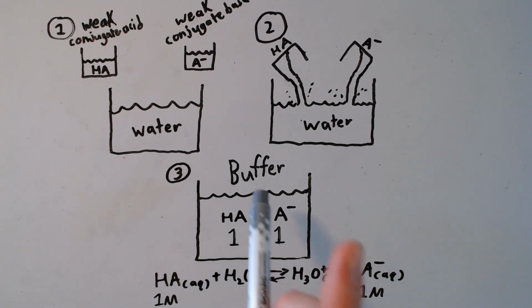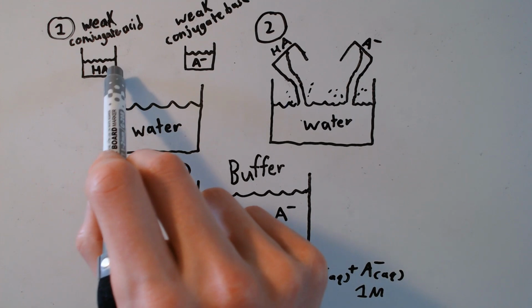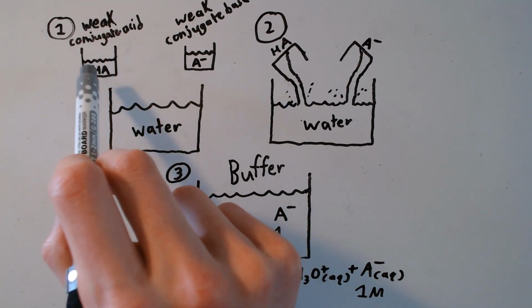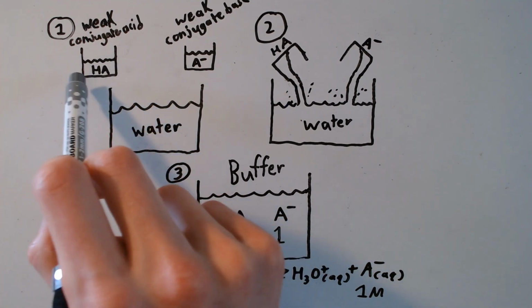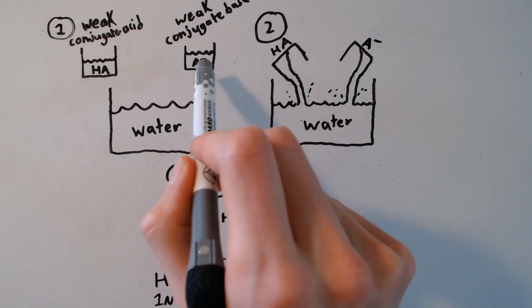Many people make the mistake of thinking that a buffer can be made when you only add HA and then it dissociates to produce some A-. But that is not the case, because if HA is such a weak acid, then so little A- is produced that it is essentially not a buffer. Instead, the way a buffer is produced is this way. Usually you have a separate vial of, let's say, HA, this weak conjugate acid, and a separate vial of its weak conjugate base, the A-.